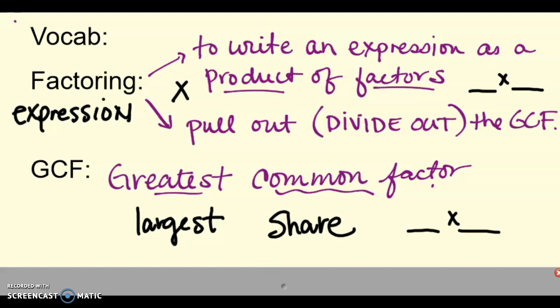So you've heard of GCF before. We use it a lot in fractions. We're going to be using it here too with linear expressions. To factor something, we're going to have to find that largest shared factor between two things, and then we're going to divide it out, pull it out, and rewrite it.